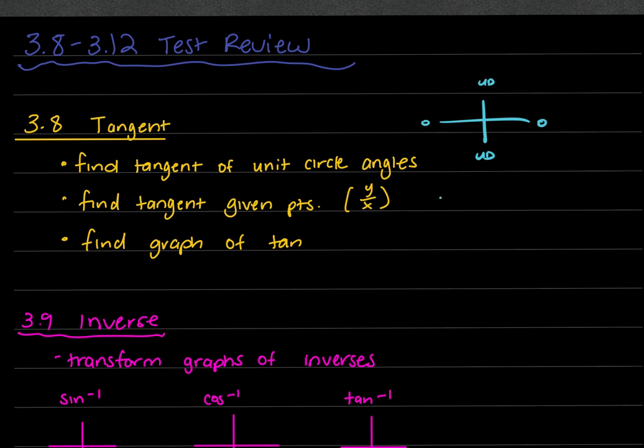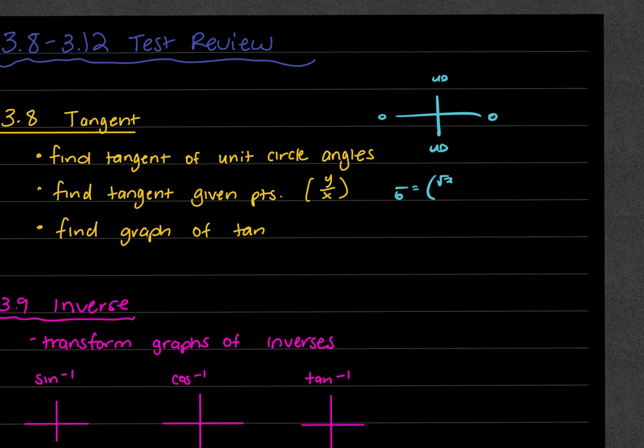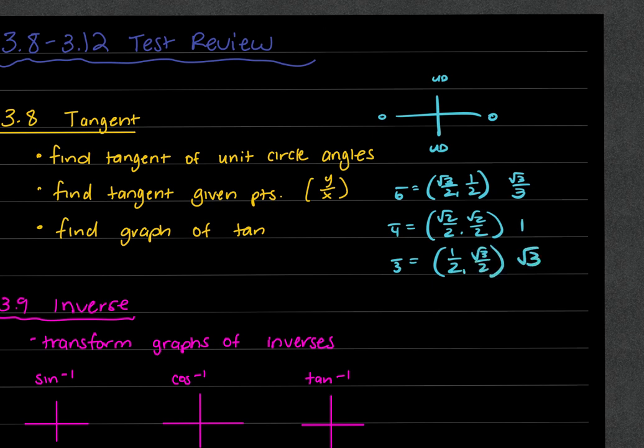And then every pi over 6 has what coordinate point? Root 3 over 2 and 1/2, and that would have what tangent? Root 3 over 3. Every pi over 4 has what coordinate point? Root 2 over 2 and root 2 over 2, and the tangent would be 1. And every pi over 3 has the coordinate point 1/2, root 3 over 2, and the tangent would be root 3. So it could pull from any unit circle angle and ask you flat out just the tangent of it. Those should be your time saver questions. Should take you 10 seconds.